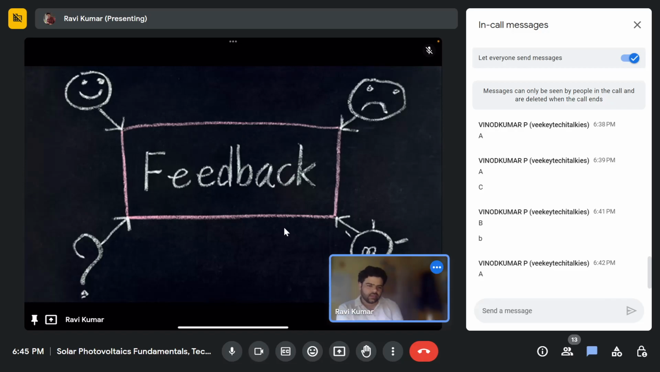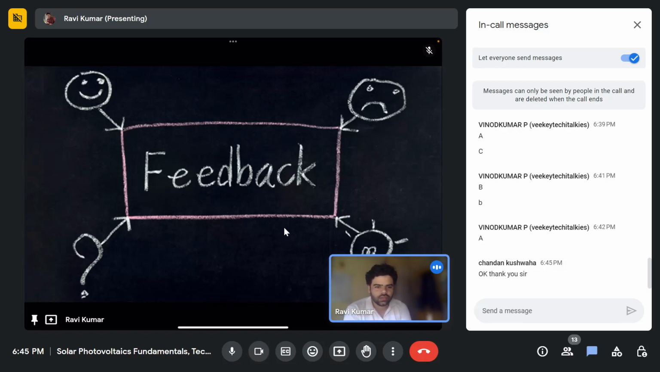In the last class, we didn't have much related to PV. It was only related to the conditions we need for fabrication of a solar cell.